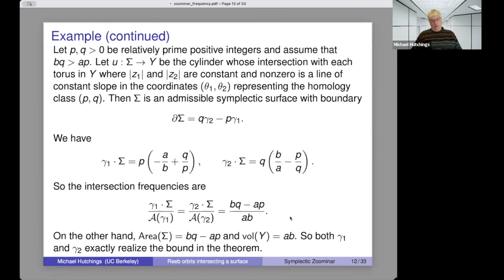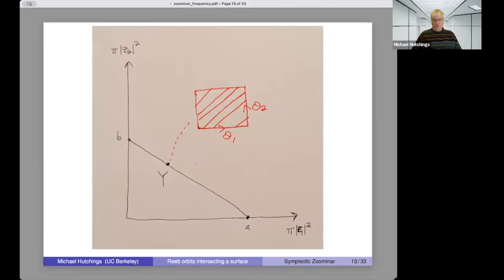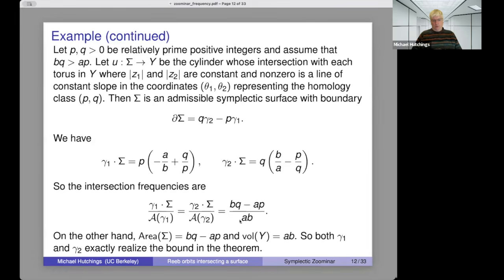And in this example, the area of the surface, by Stokes' theorem, if you look at this formula for the boundary of the surface, you get that the area is BQ minus AP, and you can also check that the volume of the ellipsoid is A times B. It's 2 times the volume of the 4-dimensional ellipsoid, which is the area of the triangle in the toric picture. So the 4-dimensional ellipsoid has volume equal to the area of this triangle, which is AB over 2, and the three-dimensional ellipsoid has volume equal to AB.